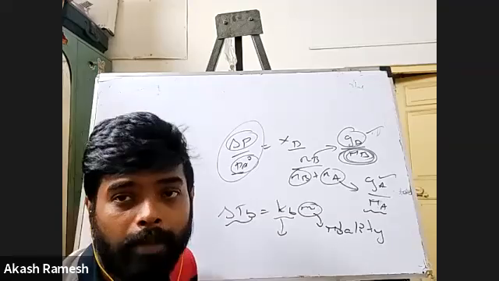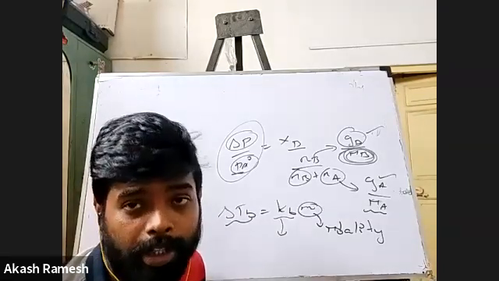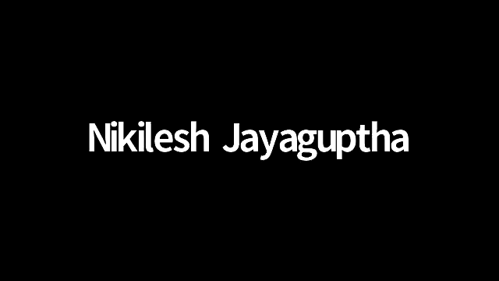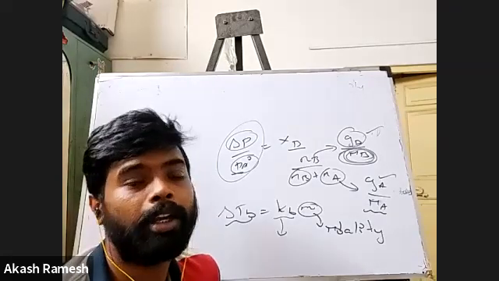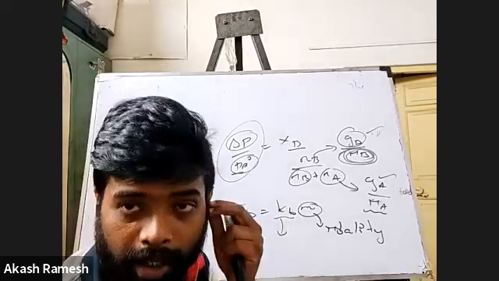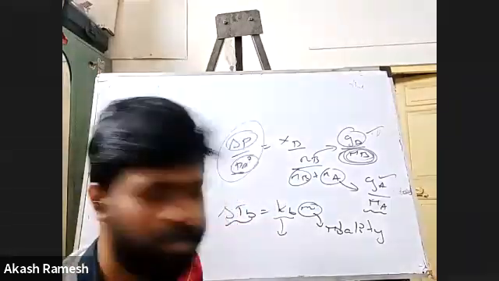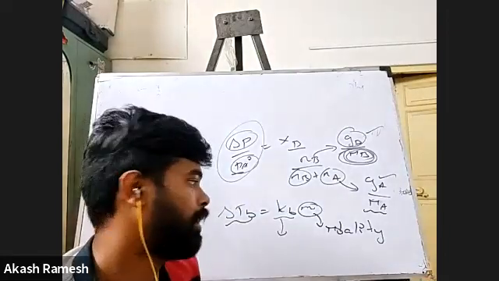Molar elevation constant. Okay, one of the names is molar elevation constant. What is the other one? Ebullioscopic constant. Okay, fine. So this is all what we saw last class, right? And we even did a problem on this. Very simple. Okay, fine. So next we'll move on.